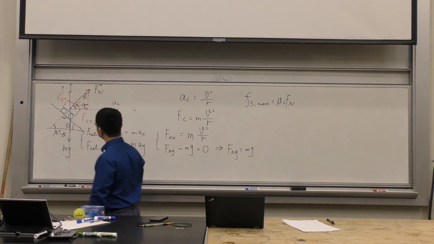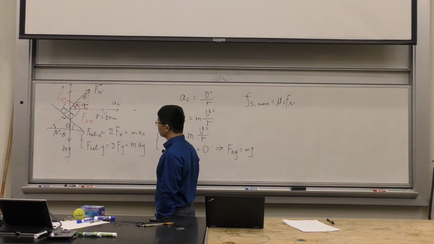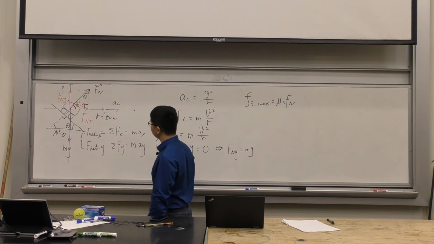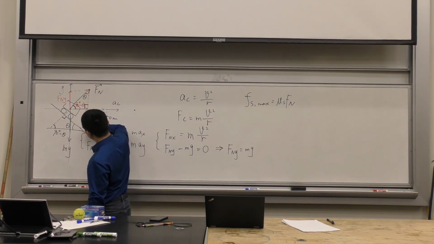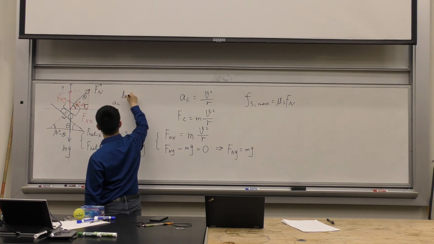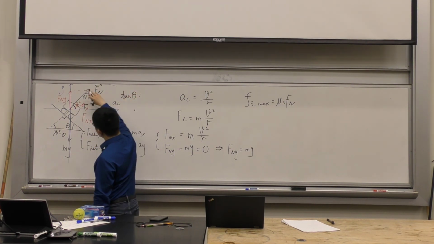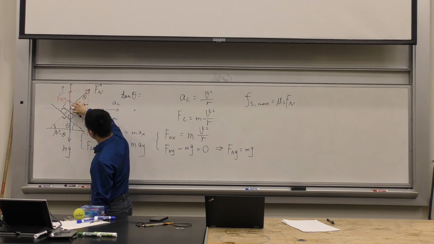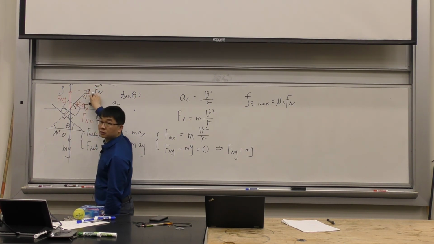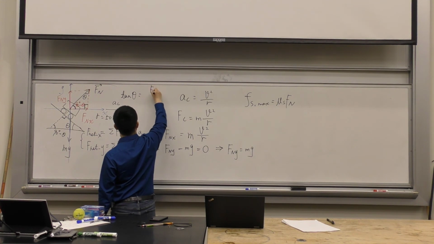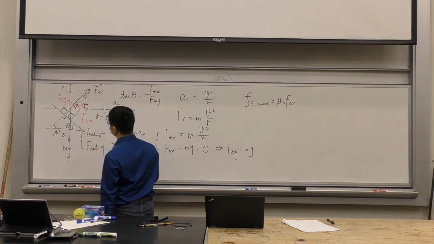Now I do have a theta angle, so I can use the theta angle to connect Fn x and Fn y. For example, Fn x is opposite to this theta angle. Fn y, which is this side, is adjacent to this theta angle. So if I want to use tangent theta to connect them, what do I get? I should get opposite over adjacent, so that's going to be Fn x over Fn y here.